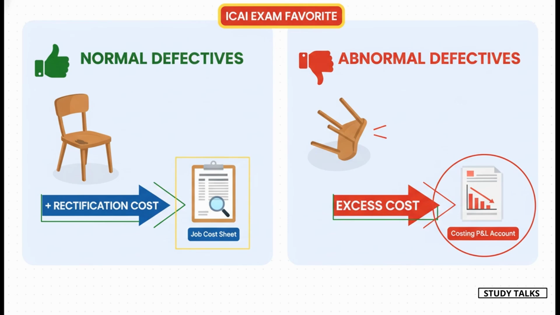If a few defects are normal and expected, the cost to fix them just gets added to the total cost of the job. But if something goes really wrong and the defects are abnormal, that extra cost is a loss. It gets charged to the costing P&L account, not the customer. ICAI loves to test if you know this difference.